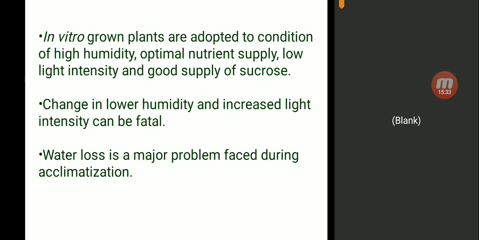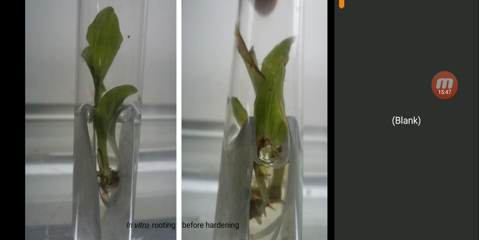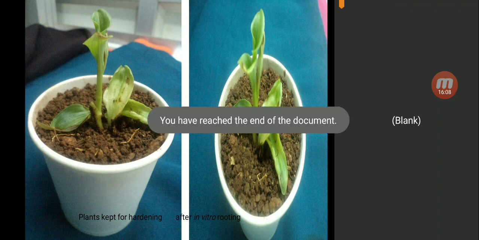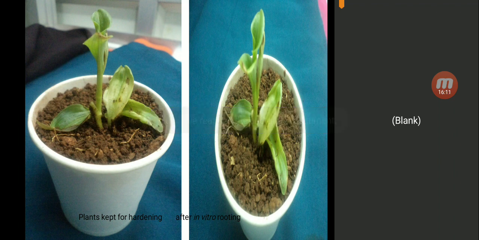These conditions will change when they are transferred to the outside. There will be a change in the humidity, an increase in the light intensity, and water loss faced by these plants. Somehow they are hardened and made into a complete plant and then shifted. This is how hardening is done, and you can see how these are transferred to pots with peat moss as the medium. This is the last slide to show the hardening process.